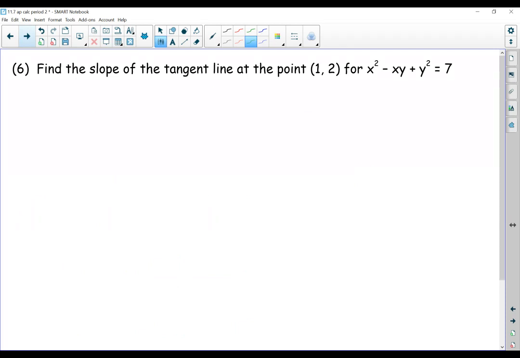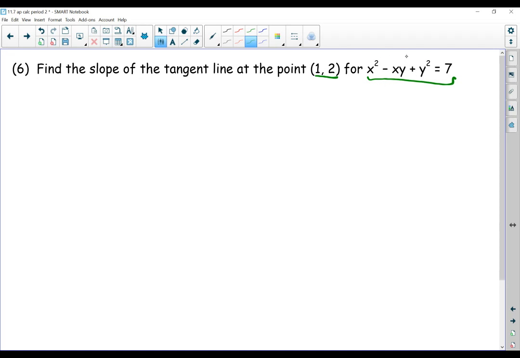So for this one, find the slope of the tangent line at the point (1, 2) for x squared minus xy plus y squared equals 7. This is a common implicit equation. It's some sort of ellipse looking thing, but they do love one that looks like this. If it's implicitly defined, again, we're just going to start from the left and go to the right.